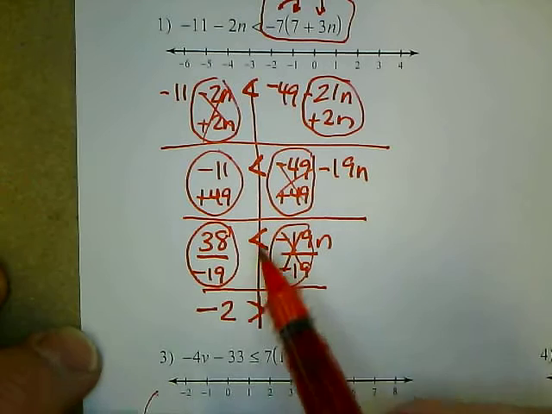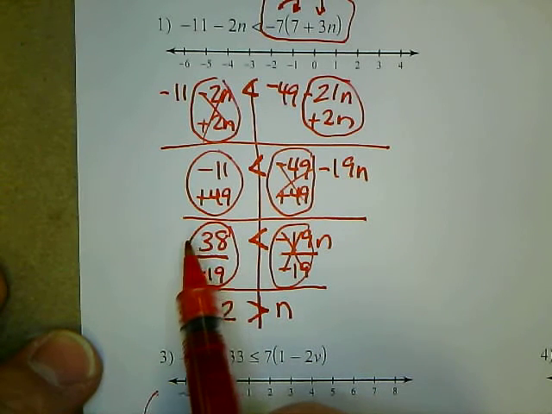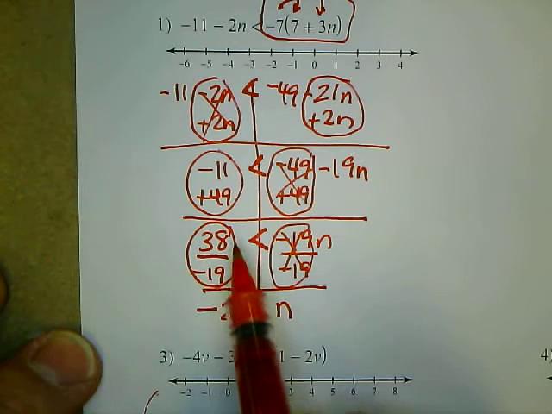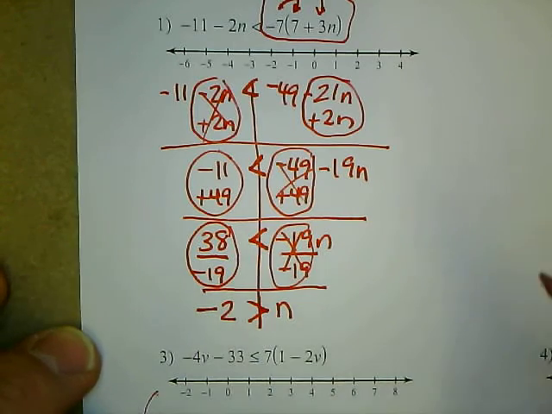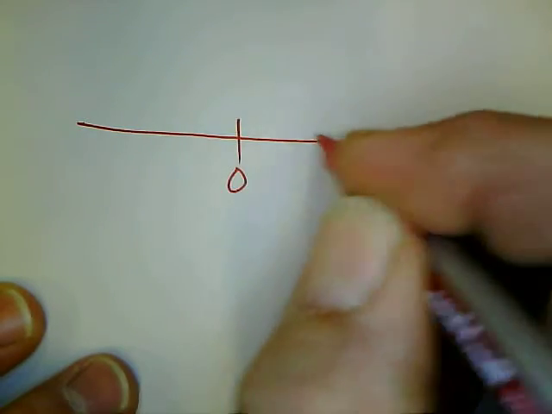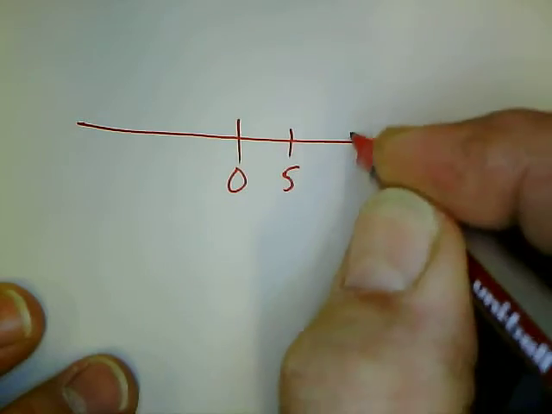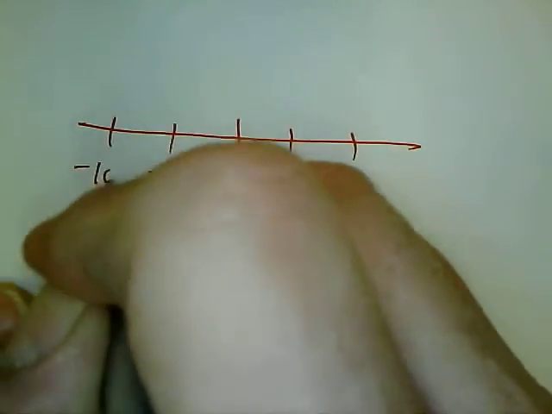Now, if you look at our answer, what we had here, we had 38, right? It was a positive number. When we divided by a negative number, our answer became a negative number. So it went to the other side of the number line. And let me show you. You have a number line here, 0, and let's go 5 and 10, and -5 and -10.